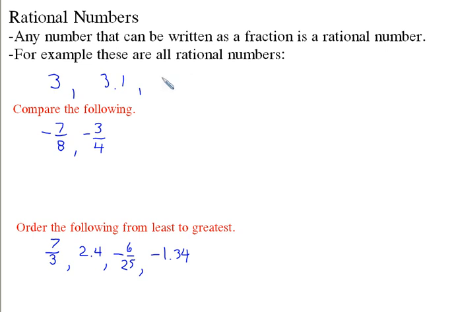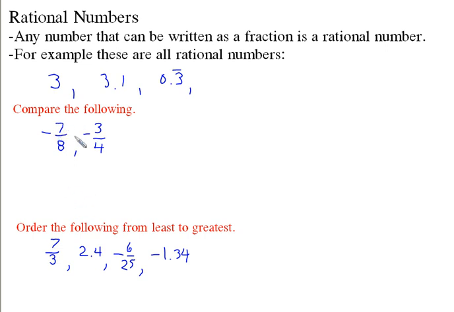If I wanted to say 0.3 with the vinculum over the top, that's going to be 1/3. So if it's a repeating decimal, then it is a rational number. That's all you have to remember. If it's a terminating decimal or a repeating decimal, it is a rational number. And we're going to be dealing with negative fractions as well.